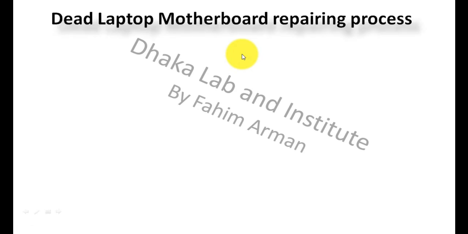Today I am going to discuss the dead laptop motherboard repairing process. There are some steps which are mandatory for repairing a laptop motherboard. Now I will discuss it.